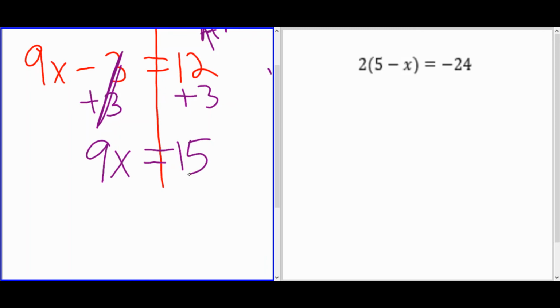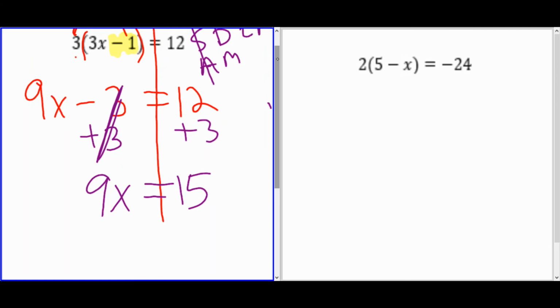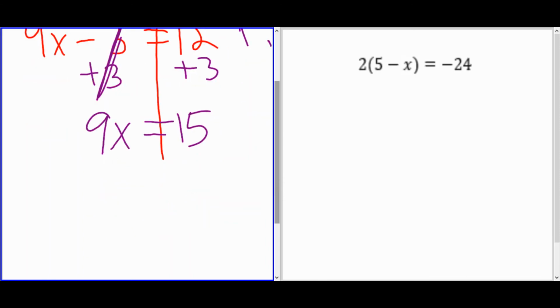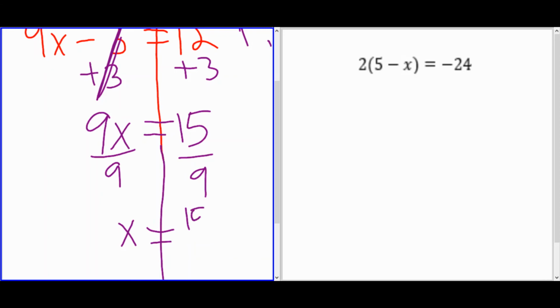Okay, so we still have another operation going on here. We have 9 times x. So now we're in the second column, so multiplying and dividing. So what undoes multiplying by 9? Dividing by 9. I'm going to divide both sides by 9. So I get x equals 15 over 9.